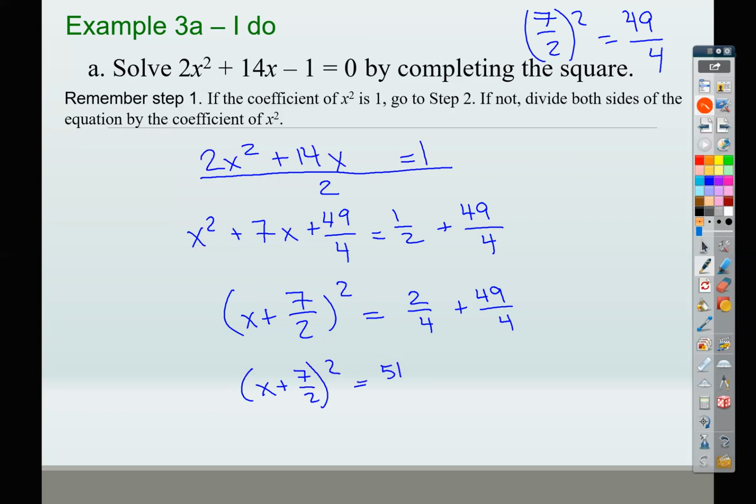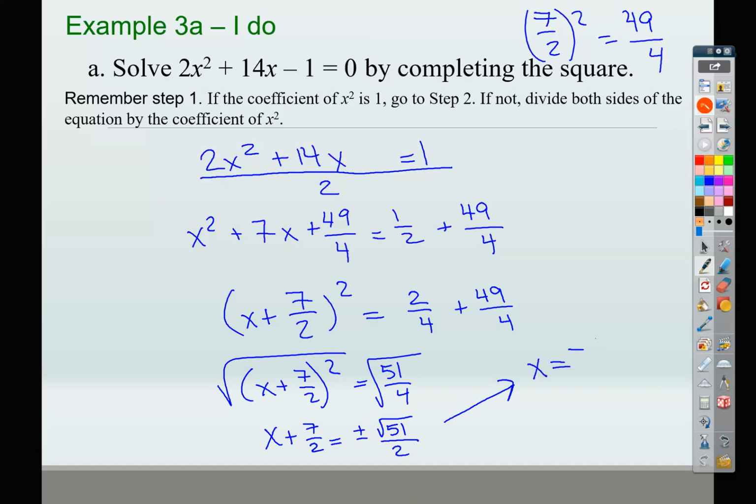Take the square root of both sides. So I get x plus 7 over 2 equals positive and negative square root of 51 over 2, because the square root of 4 is 2. Now all I have to do, I'm going to kind of go over here. All I have to do is subtract that 7 over 2. So I'm going to go x equals negative 7 over 2 plus or minus that square root of 51.